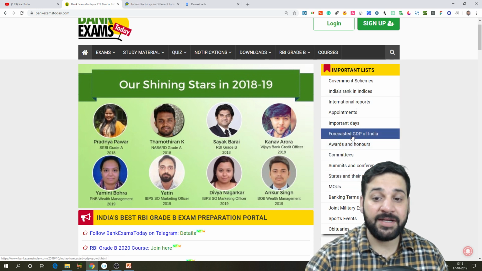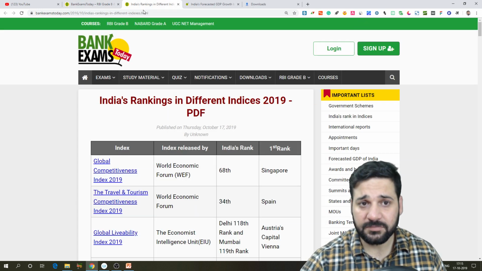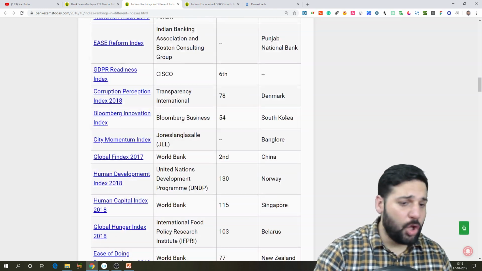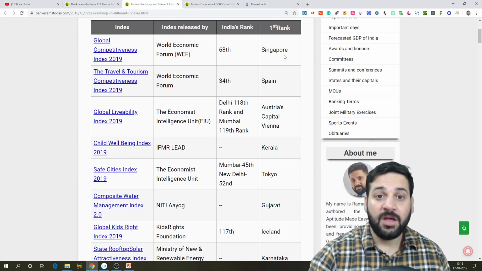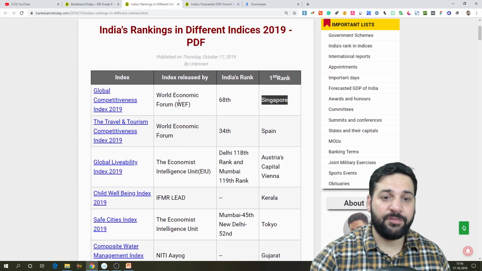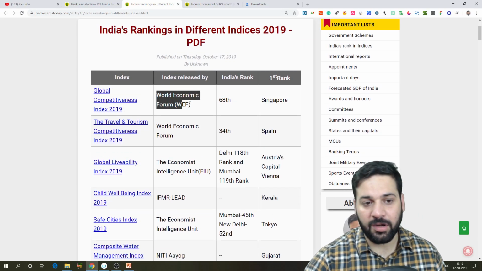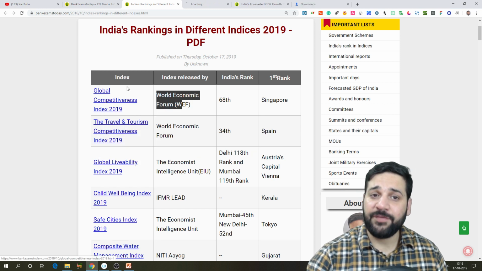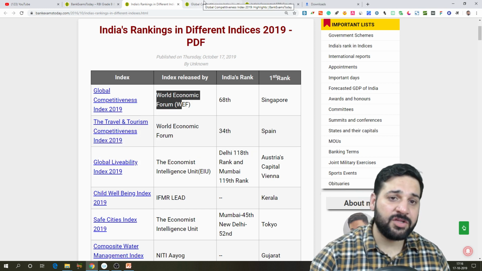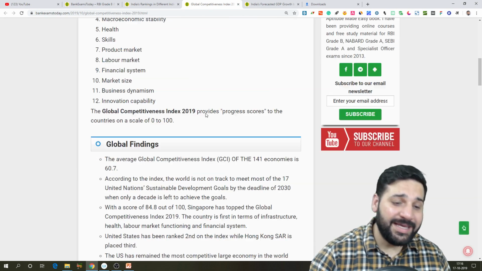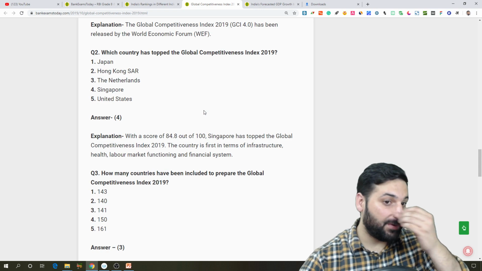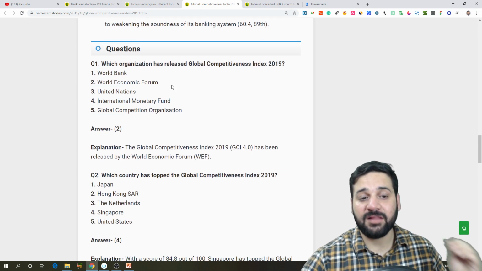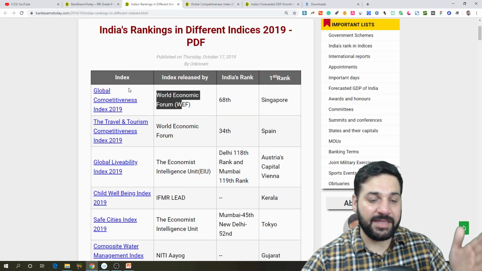This is the latest one I did, the forecasted GDP. See, this is the list, a long list. For the last 6 months, I am preparing this for you. India's rank, which country rank was released by which organization. This is really important. And further, wherever it is possible, wherever it is required, I explained these indices, the key findings, and I prepared proper questions. See, there are 3-4 questions along with each index.